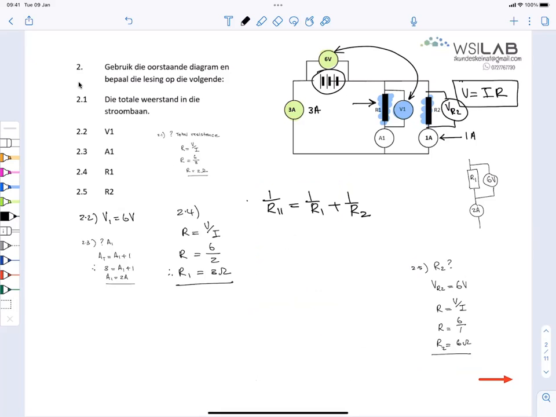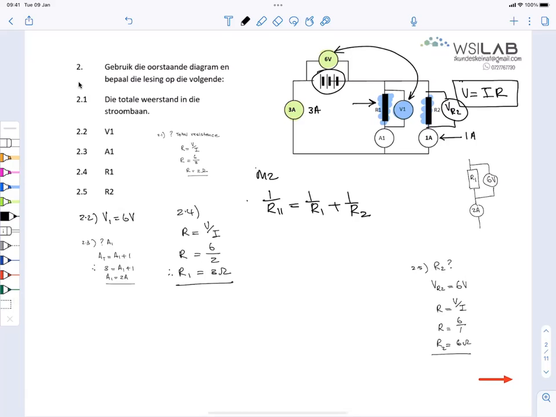VR2 equals 6 volts. Is that just to tell us that both those resistors will have the same volt amount? They both will have the same potential difference. I'll go through it in a minute again. Okay, thank you.